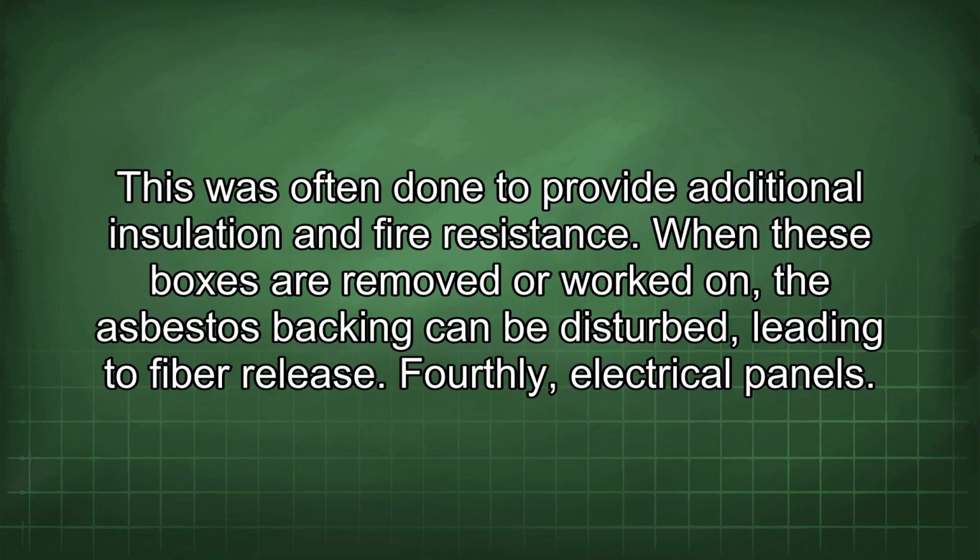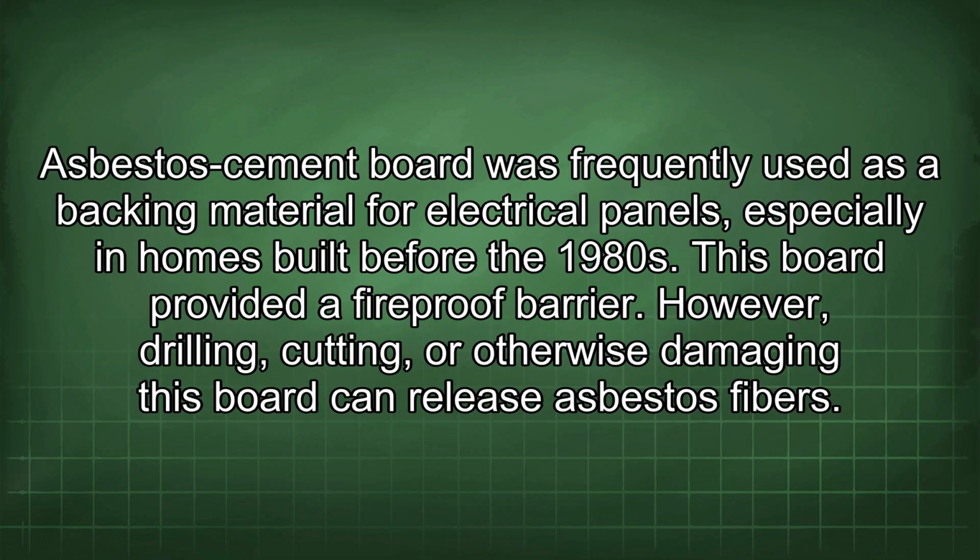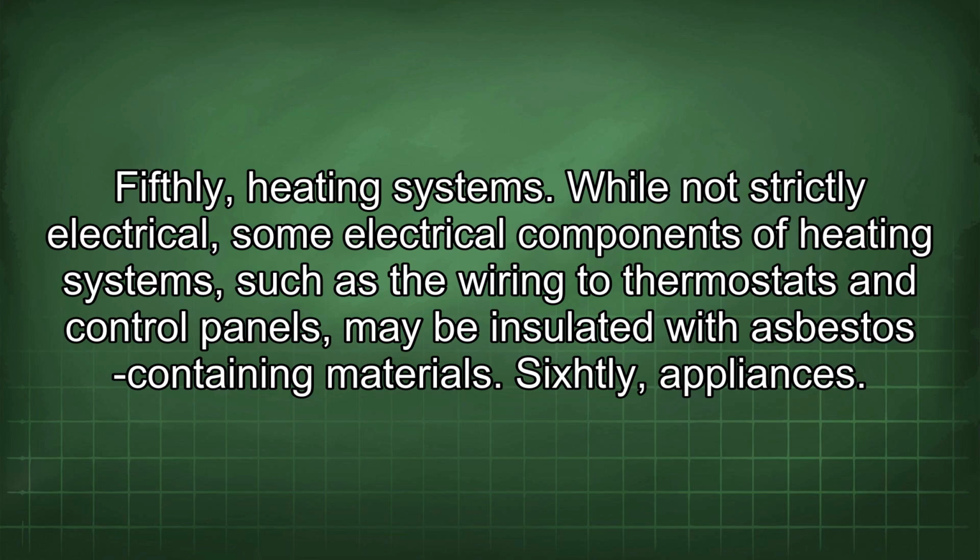Fourthly, electrical panels. Asbestos cement board was frequently used as a backing material for electrical panels, especially in homes built before the 1980s. This board provided a fireproof barrier. However, drilling, cutting, or otherwise damaging this board can release asbestos fibers. Fifthly, heating systems. While not strictly electrical, some electrical components of heating systems, such as the wiring to thermostats and control panels, may be insulated with asbestos-containing materials.